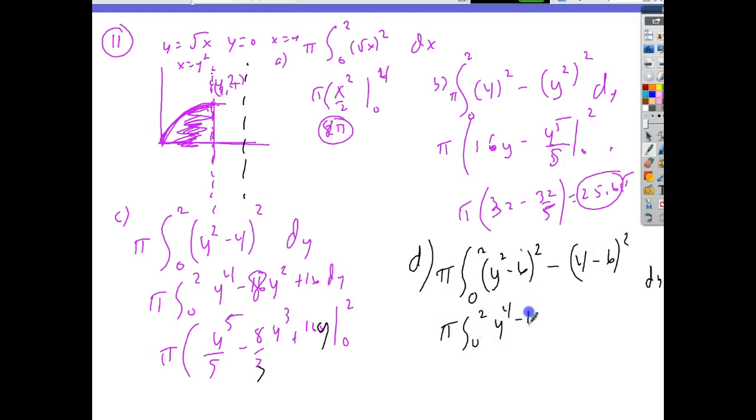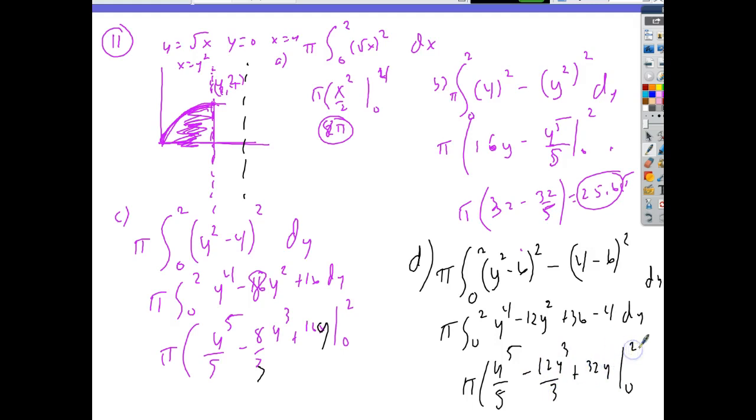Y to the 4th minus 12y squared. I keep saying x, but it's not x. Plus 36 minus 4, which gives me a 32 here, and then finish it up. So I get y to the 5th over 5, pi out in front, minus 12y to the 3rd over 3, plus 32y from 0 to 2. Plug in 2, plug in 0, and we're done. And that's it. That's as hard as they get.